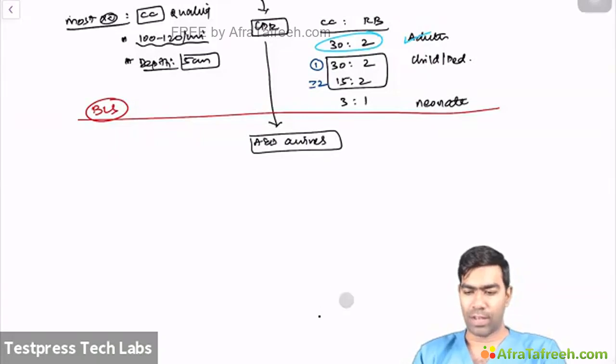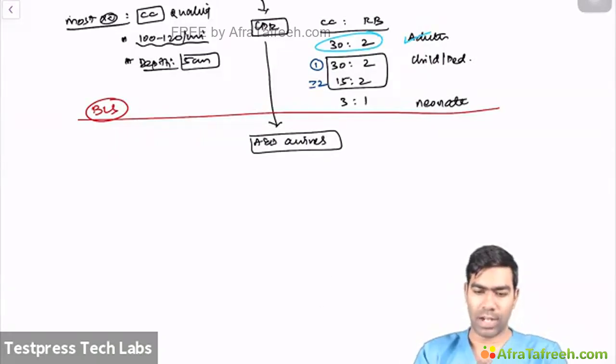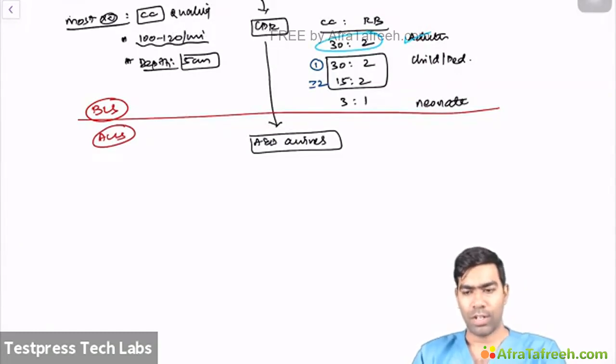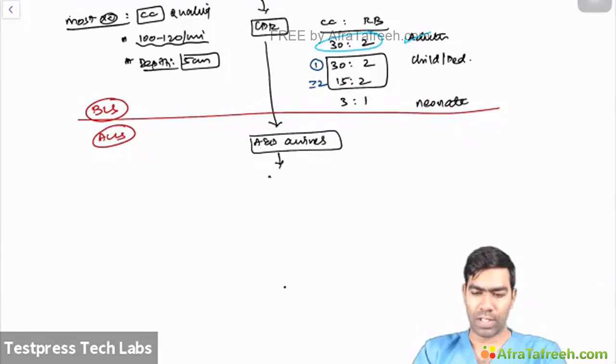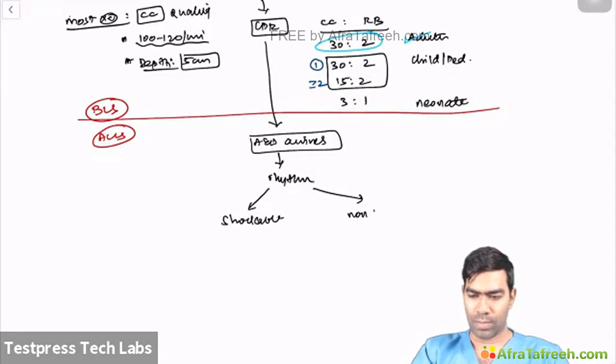And now AED arrives. Once the AED arrives, you are basically entering the ACLS protocol, that is the Advanced Cardiac Life Support protocol. So once the AED arrives, the first thing to do is you have to check the rhythm, what the rhythm is going on. There are 2 possible rhythms. One is shockable rhythm, or second is non-shockable rhythm. It could be shockable, or probably it could be a non-shockable rhythm.